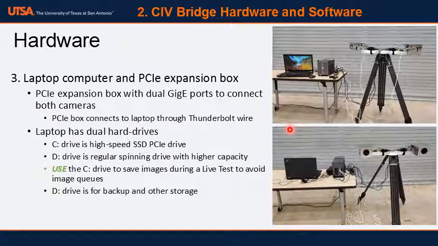The next component is the laptop computer. For the field, we provide a laptop computer and also a PCIe card expansion box, which is shown here in the picture. The system needs this box because typically the Ethernet ports on laptops are not fast enough to handle the bandwidth of the cameras, and laptops typically only come with one Ethernet port. So this PCIe extension box has a specialized data acquisition card where the cameras can plug into it.